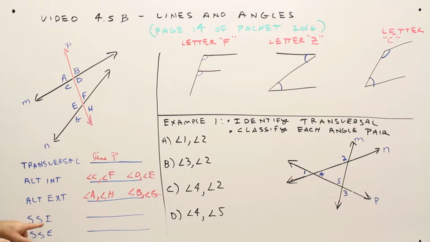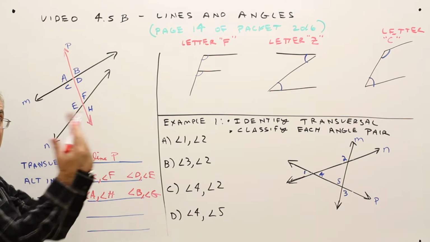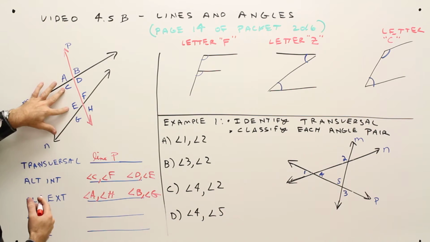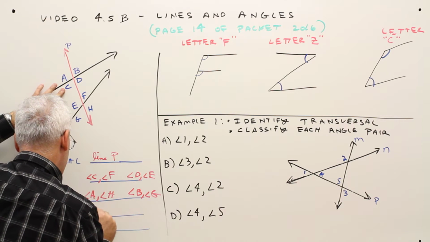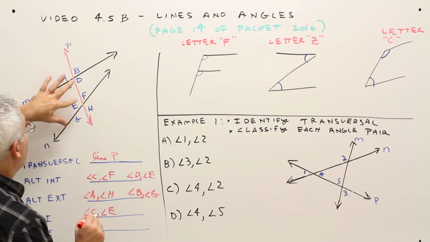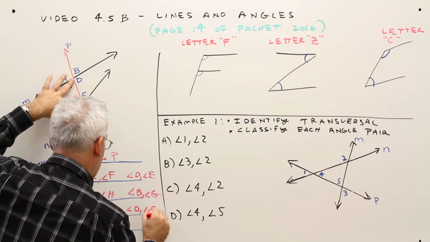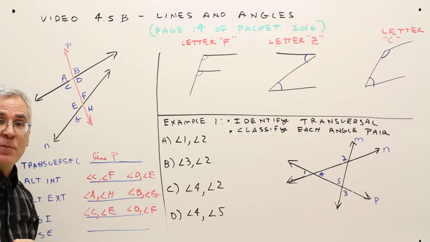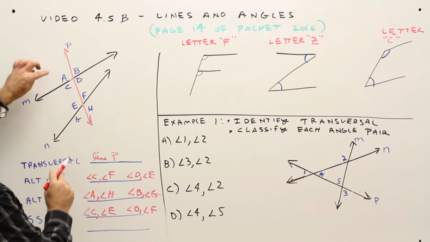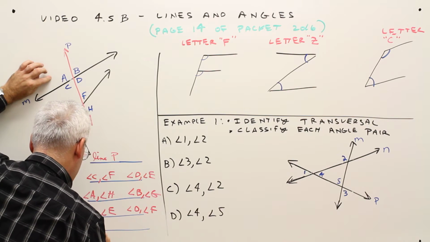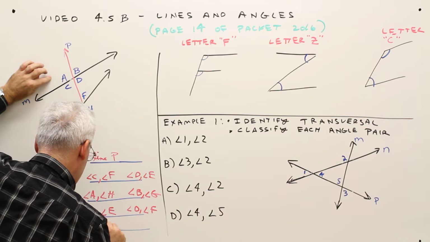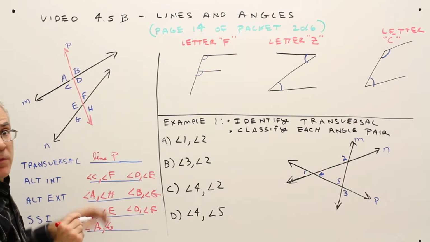Same side interior, I abbreviate that SSI. So now we're going to be on the inside and on the same sides. So angle C and angle E, and then angle D and angle F. And then same side exterior, so angle A with angle G, and then angle B with angle H.